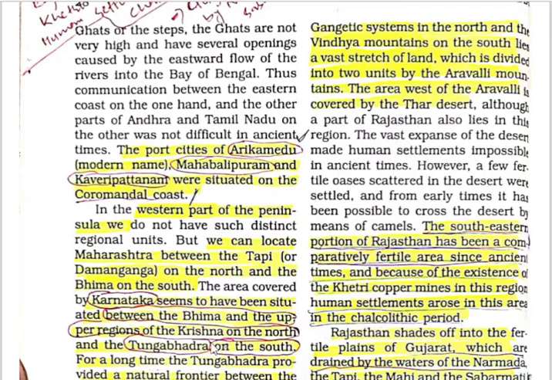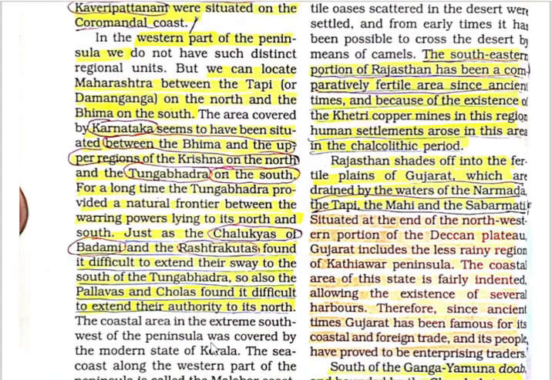वेस्टर्न पार्ट में अगर हम देखें तो महाराष्ट्र, वी कैन लोकेट महाराष्ट्र बिटवीन तापी और दमनगंगा ऑन द नॉर्थ एंड भीमा ऑन द साउथ. So Karnataka seems to have been situated between Bhima on the upper regions of Krishna on the north and the Tungabhadra on the south.